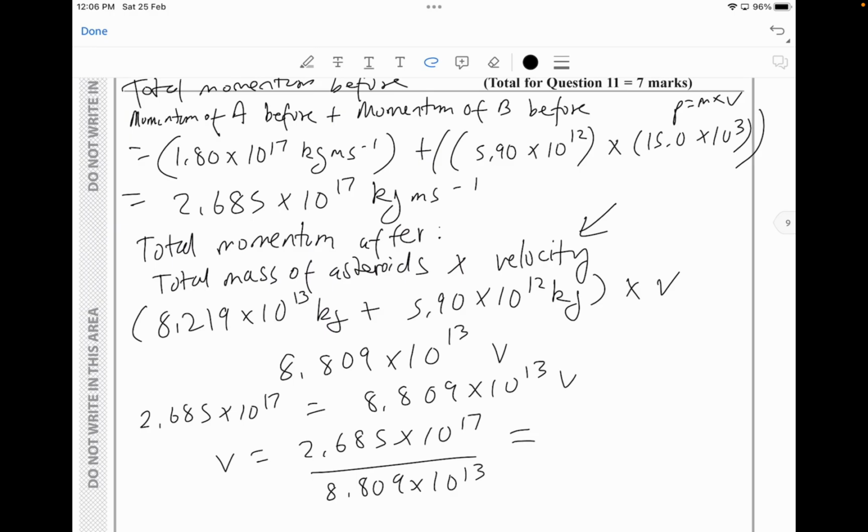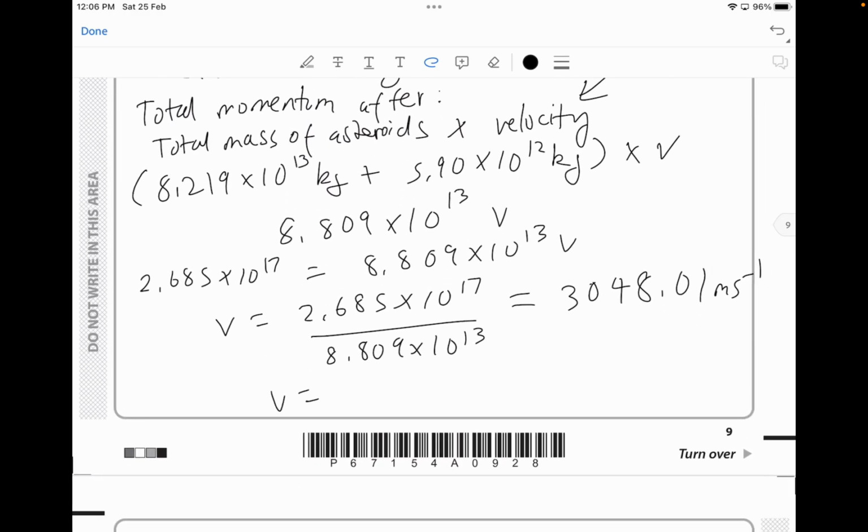which is going to give you a final answer of about 3048.01 meters per second. You can round this off in standard form, so it gives you 3.048 times 10 raised to the power of 3. If you plug that into your calculator, you should be getting the same exact value. I'm just going to check that. Yeah, okay. Meters per second.